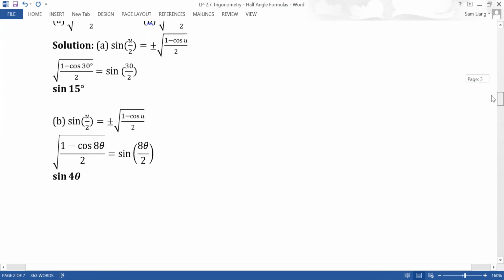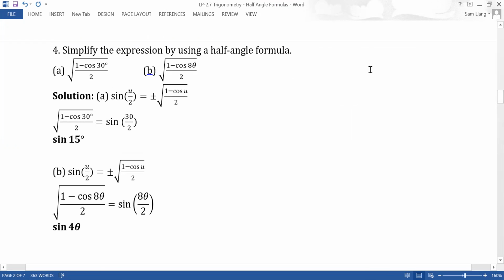All right, question 4. So this question is the half angle formulas in reverse. Here they're already evaluated, and we just have to backtrack. Part A, we have square root of 1 minus cosine 30 degrees divided by 2. Part B, we have square root of 1 minus cosine 8θ over 2. This is the Greek letter theta, which we normally use for an angle. Because it's a difference, we should recognize this as a half angle formula for sine: sine of u over 2 equals plus or minus square root of 1 minus cosine u over 2. So these are both evaluations of the half angle formula for sine.